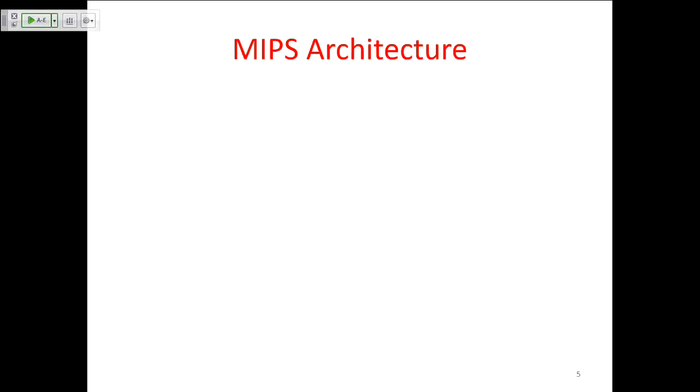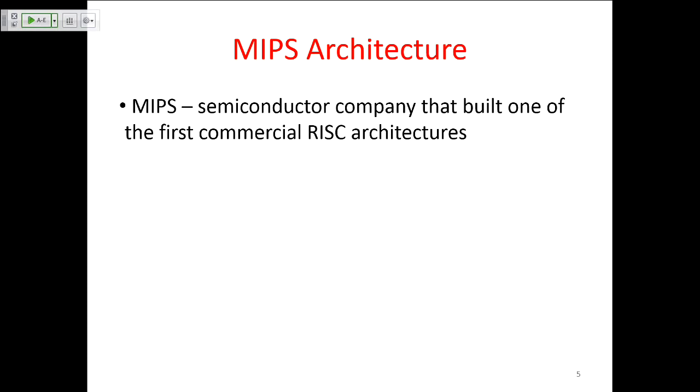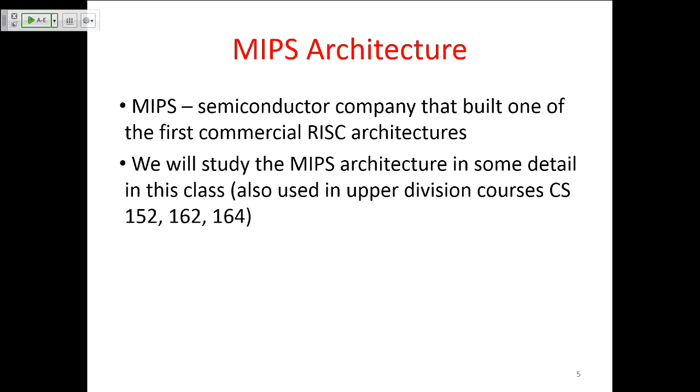Okay, so MIPS, as I said, was one of the first semiconductor companies that went out and built one such processor and commercialized it. And actually we'll see they're popular even today. I'll show you some examples of that, mostly in the embedded space. But in this class, we're going to look at the MIPS architecture for its simplicity, because it's a really good example of these RISC principles, and assembly code is easy to learn. A bunch of follow-on classes, like CS152, 162, 164, will rely on that.